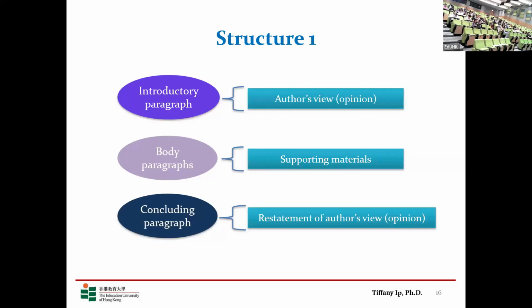But if you write it in this way, it would sound rather repetitive, right? The author's view is just being repeated at the beginning and at the end. And then in the middle part, there are supporting materials. It seems that it's just one big paragraph being separated into smaller paragraphs.